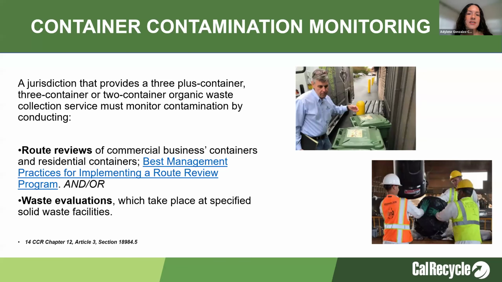Monitoring containers for contamination is an essential part of a jurisdiction's collection services. To address contamination, SB 1383 establishes route review requirements for all 3+, 3, and 2 container collection systems. Keeping organic waste streams clean will help ensure that organic material can be processed, composted, or anaerobically digested. Reducing contamination will also help develop markets for recycled products in California. Contamination monitoring creates a positive feedback loop to create cleaner organic waste streams. Jurisdictions that provide a 3+ container, 3 container, or 2 container organic waste collection service must monitor contamination by conducting route reviews and/or waste evaluations.